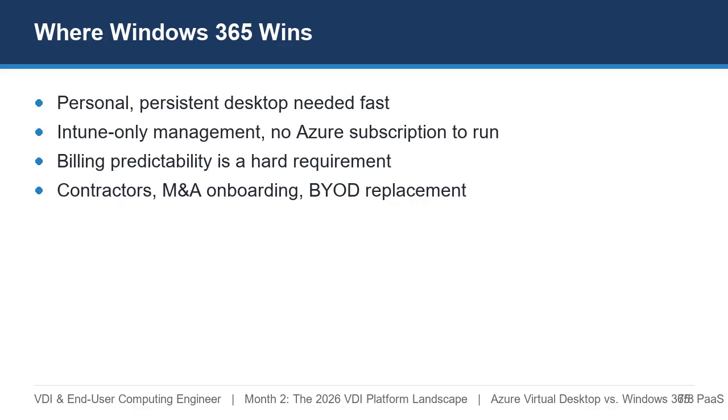Windows 365 tends to win when users need a personal, persistent desktop and need it fast, when IT wants Intune-only management without operating an Azure subscription, when predictable billing matters to finance, and for fast turnaround scenarios like contractor onboarding, M&A integration, or replacing a BYOD device with a managed cloud PC.